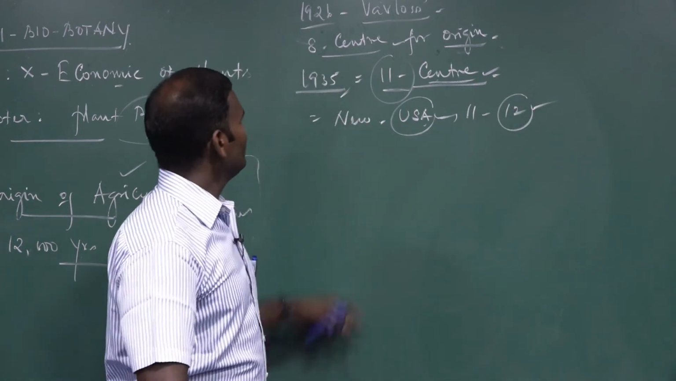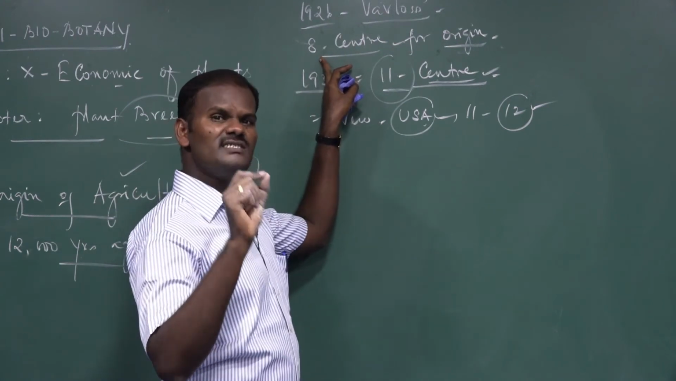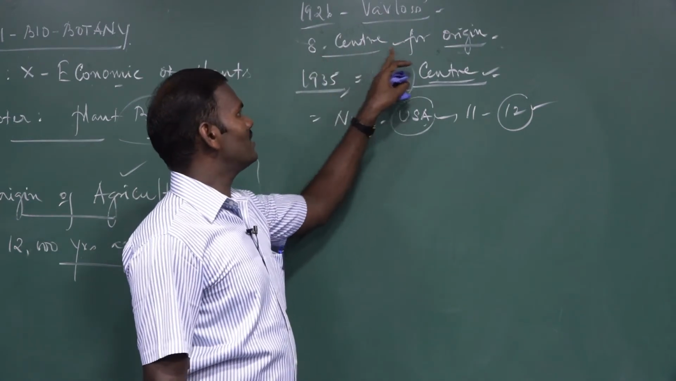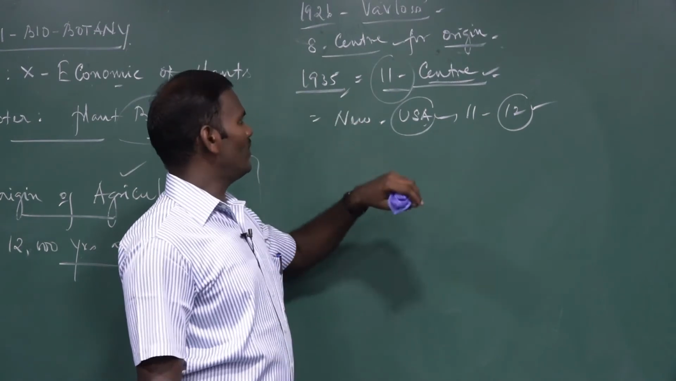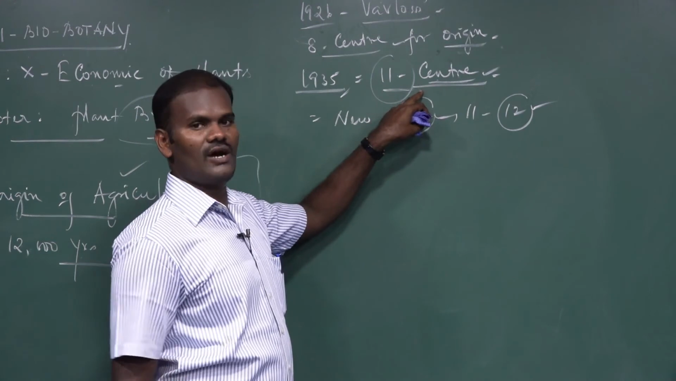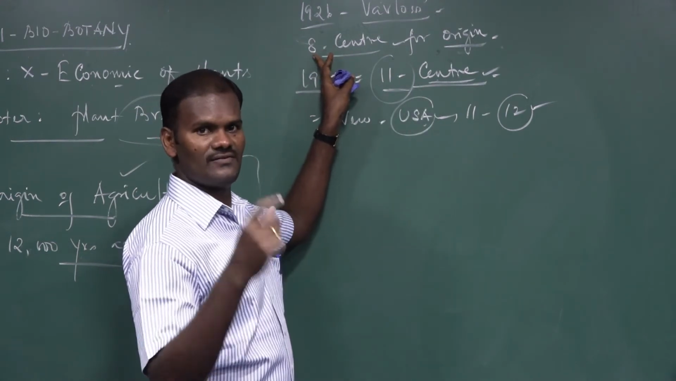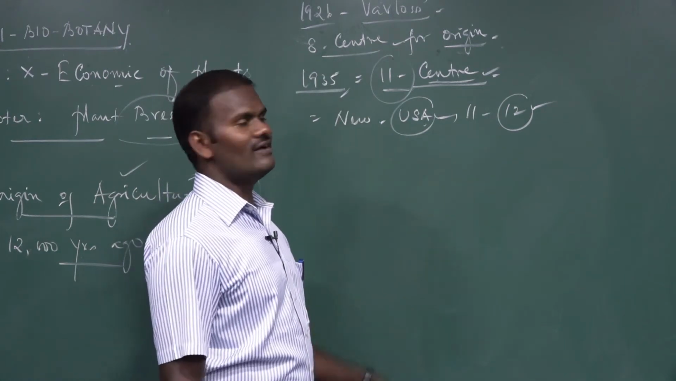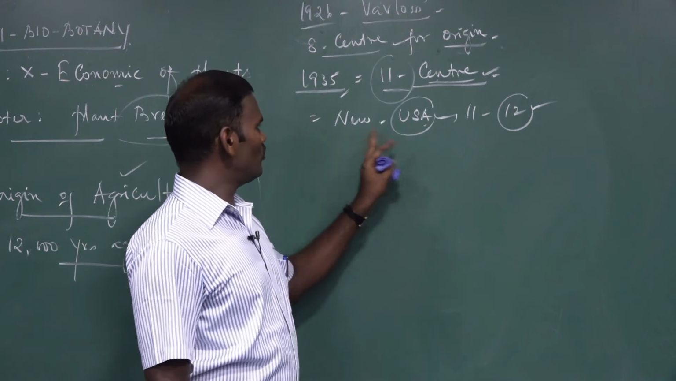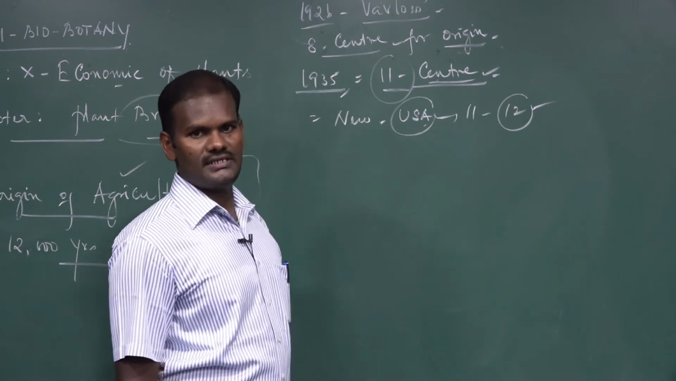Remember, in the year 1926, Vavilov initially proposed 8 centers for the origin of cultivable plant species. And next, in 1935, he named 11 centers. How did he make 11 centers? A few of the 8 centers were further divided into 2 or 3 more centers to make 11 centers. Next, the addition of 1 more center forms 12 centers. This is the new center, nothing but the USA center.